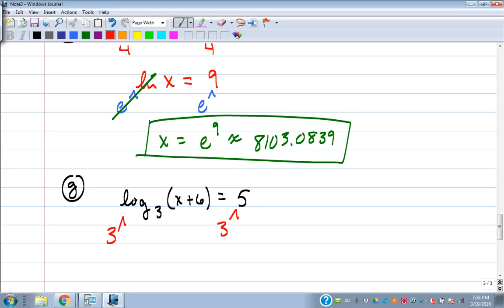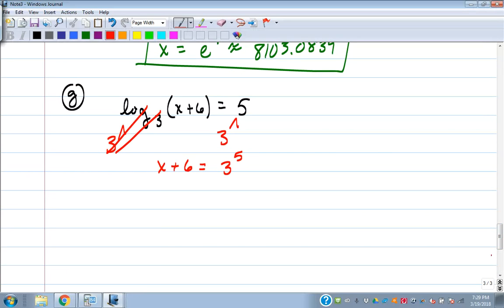What happens to the log base 3 and the 3? They cancel each other. That leaves me x plus 6 is equal to 3 to the 5th power. What is 3 to the 5th power? Is it a number? What number? 243. So we really just have a regular problem now. X plus 6 equals 243.